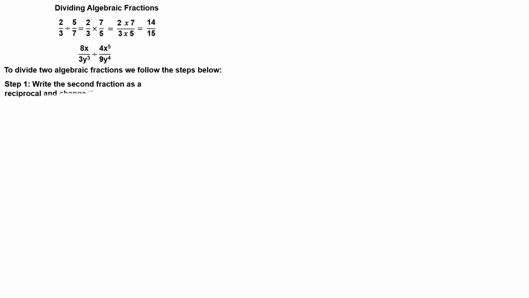Take a look at this example. To divide two algebraic fractions, we follow the steps below. Step 1. Write the second fraction as a reciprocal and change the division sign to multiply. In other words, just as you do when dividing numerical fractions, you need to flip the second fraction and then multiply.